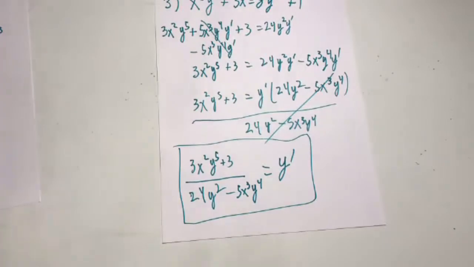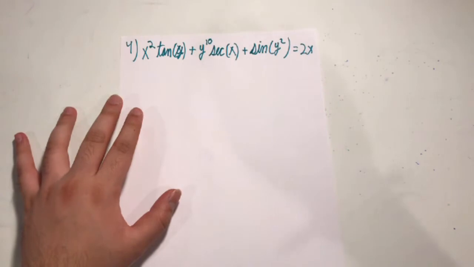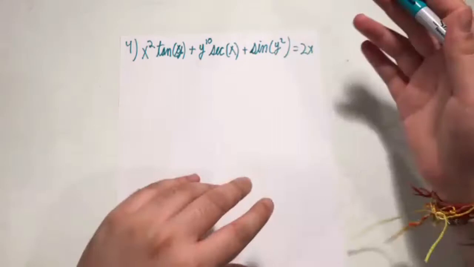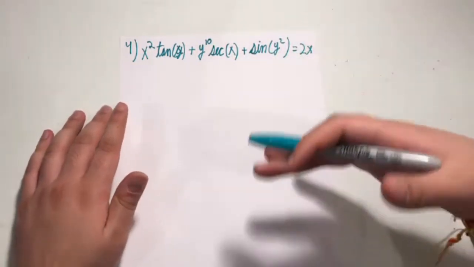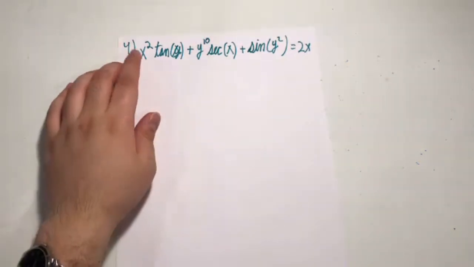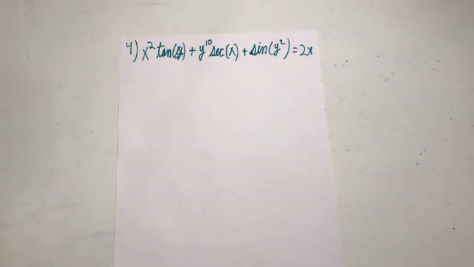All right, now let's look at a slightly different example. Now, I'd be remiss if I didn't go through an example doing derivatives of trig functions, as well as exponentials, which will be the next example. These come up a lot, and I feel like they're often overlooked problems when studying. So let's look at what we have here. We want to take the derivative of x squared tangent y plus y to the 10th secant x plus sine y squared equal to 2x.